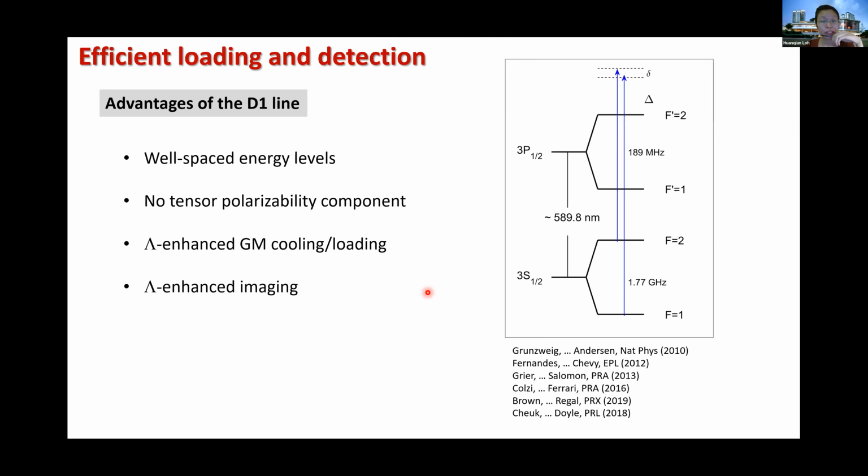So just to highlight a few more advantages of the D1 line, they have very well-spaced energy levels. And also there's no tensor polarizability component because it's just J=1/2 states for both the ground and excited state. So this is nice because it doesn't really complicate matters very much when you put them in a linearly polarized tweezer trap. And these D1 lines have been used for very nice gray molasses cooling, where the temperatures can be a factor of a few to 10 times colder than what you would get from the D2 polarization gradient cooled molasses. It has also been demonstrated that this D1 line can be used for lambda enhanced imaging.